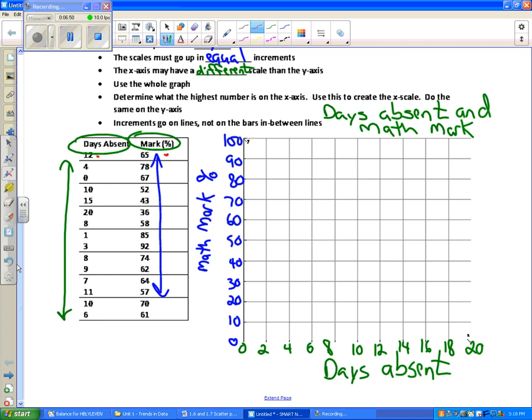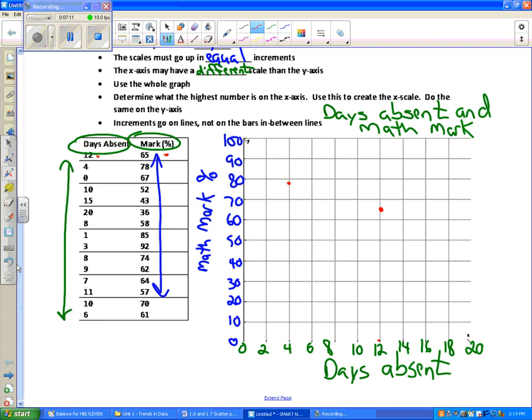I'm going to go over 12 to the days absent, and I'm going to go up to where the 65 is. That's right between our 60 and our 70. So that's my first mark. My next mark is 4. They've been away for 4 days, and this person has a 78. So I'm going to try to guess that that's going to be right around here.